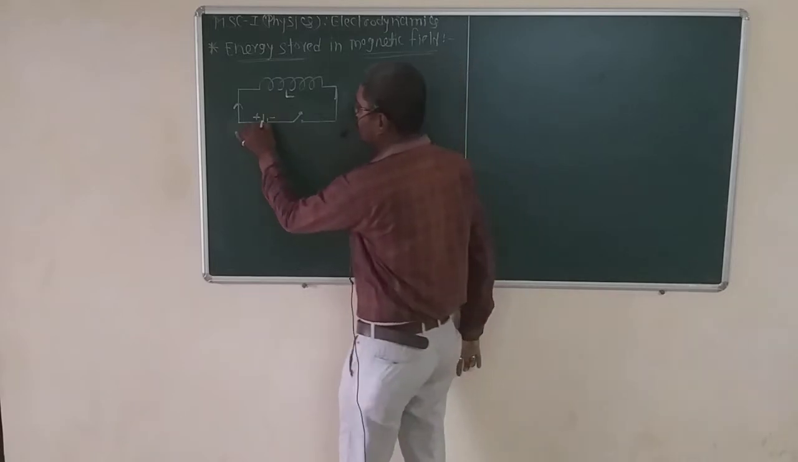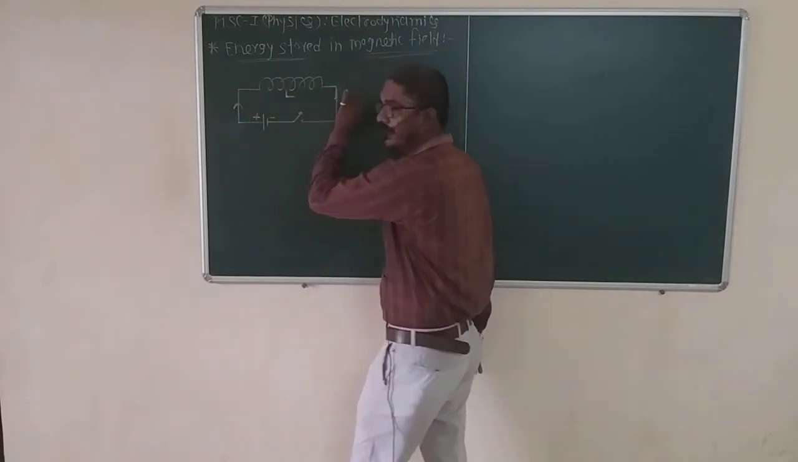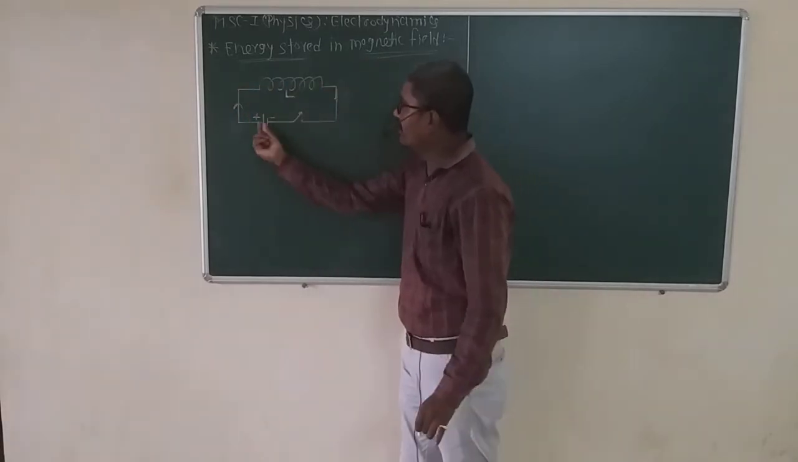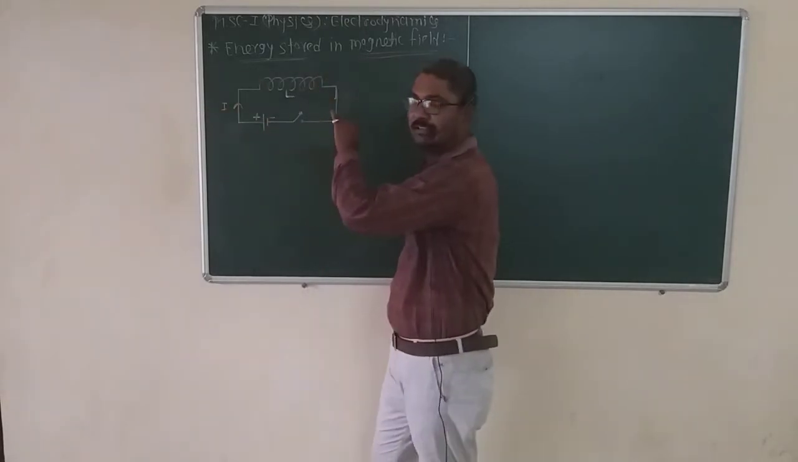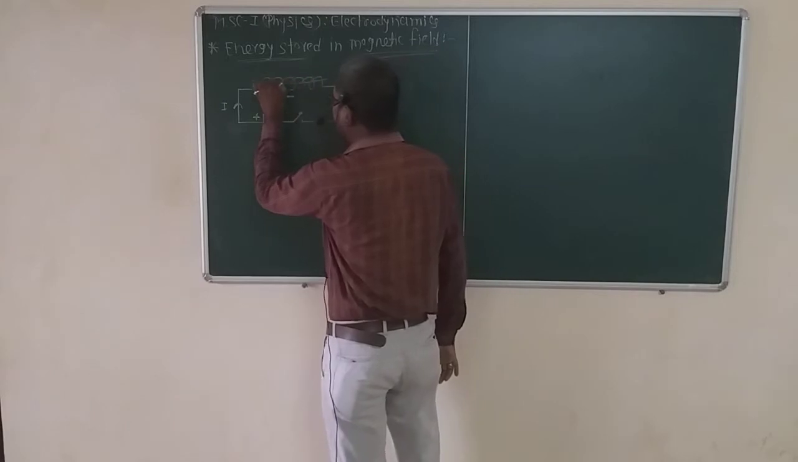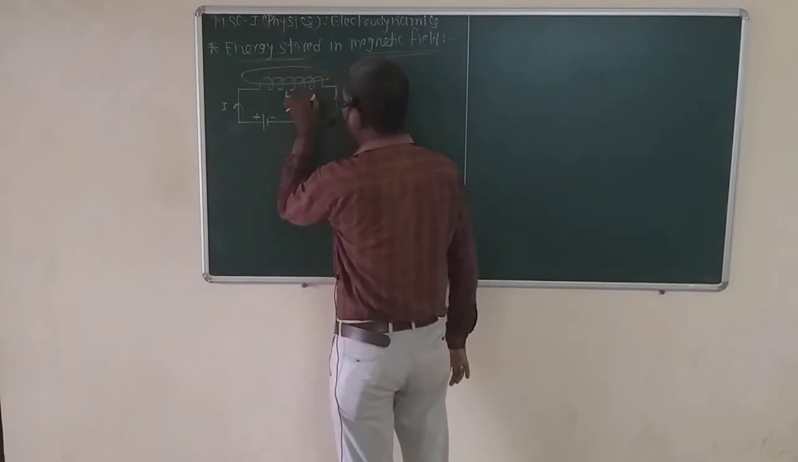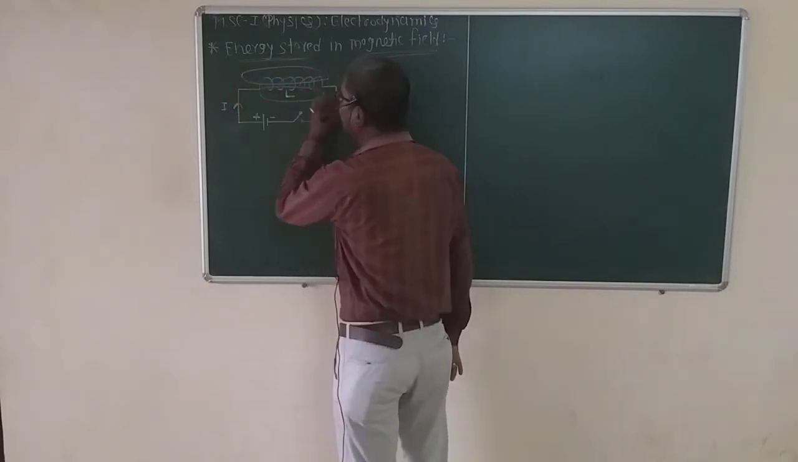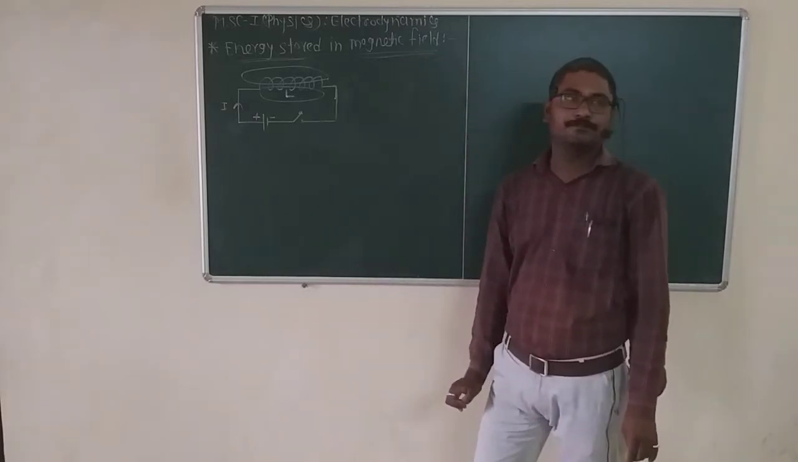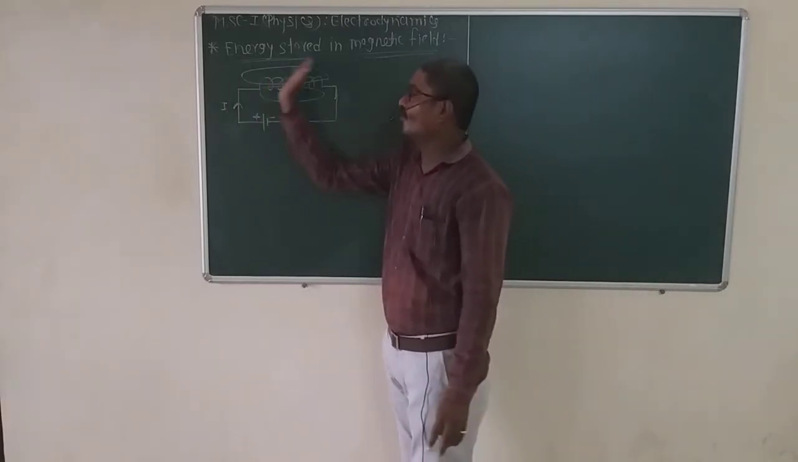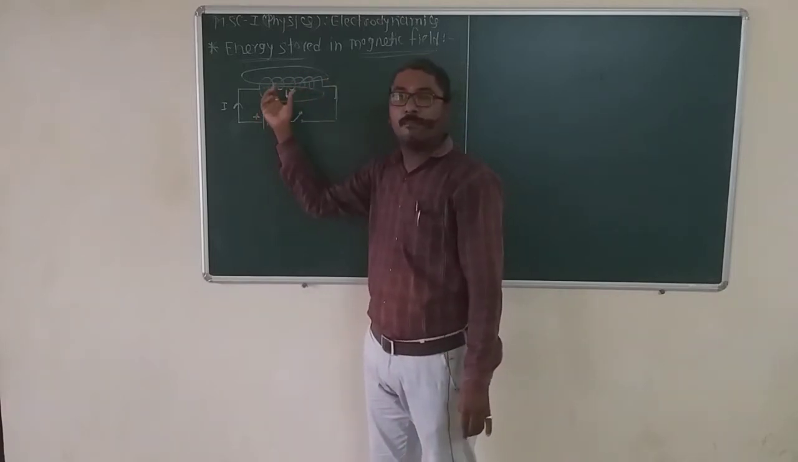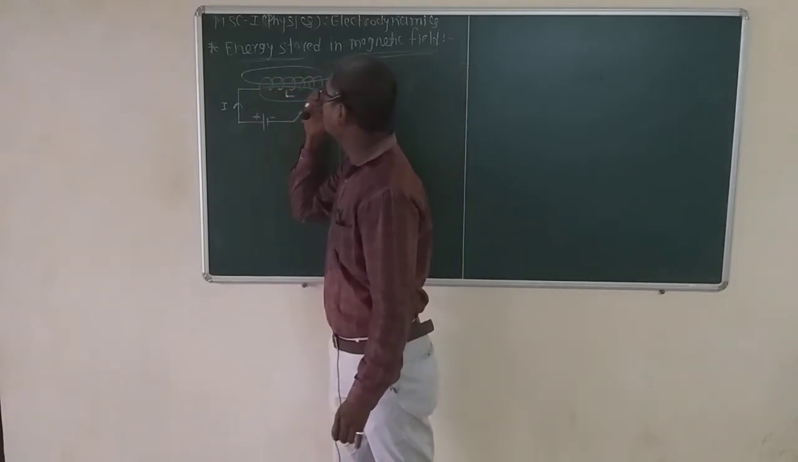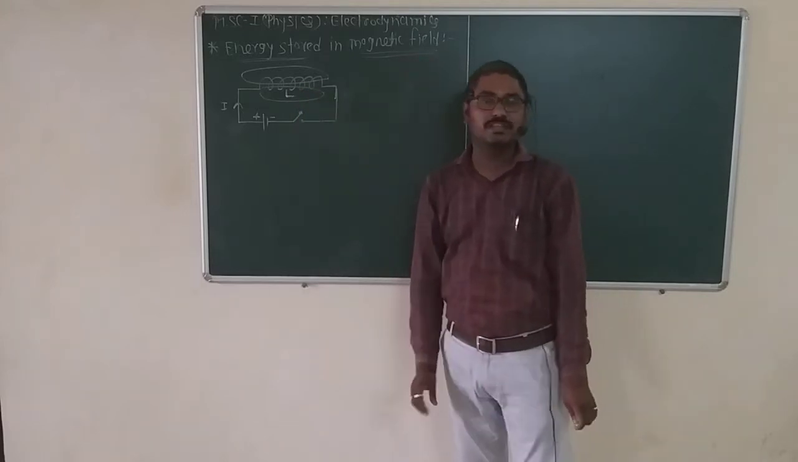When the switch is on, current I is passed through that coil. Then a magnetic field is induced in that coil. The current flows through this solenoidal coil, or inductor, and the magnetic field is induced in the coil.